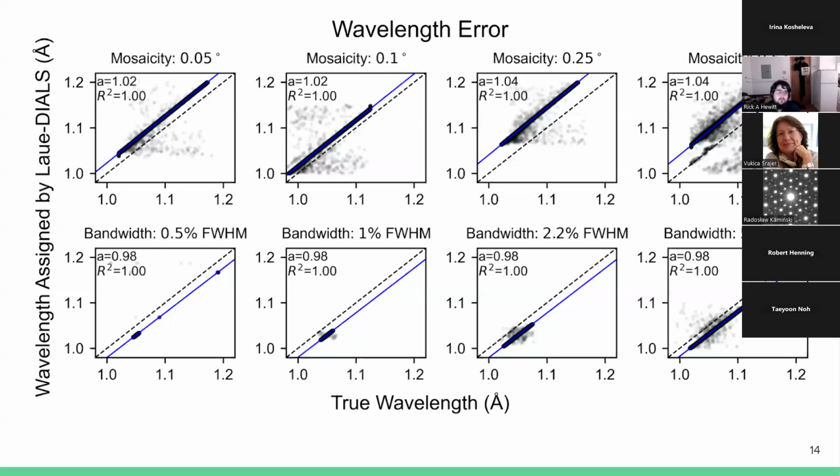And we did this and investigated how well we could assign wavelengths, because it's simulated data. So we were able to know exactly what wavelength the reflection was simulated at. And so we tested the wavelengths our Laue-DIALS code assigned to the reflections compared to the true wavelength they were simulated at. And generally speaking, except for highly mosaic crystals, we achieved pretty good results. And even for highly mosaic crystals, most of the density is still on that linear line, although you get considerable off-axis density now also.